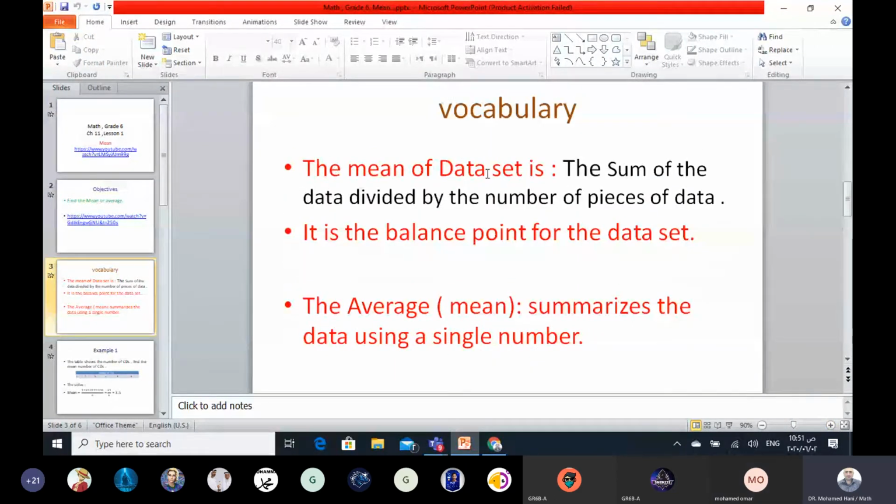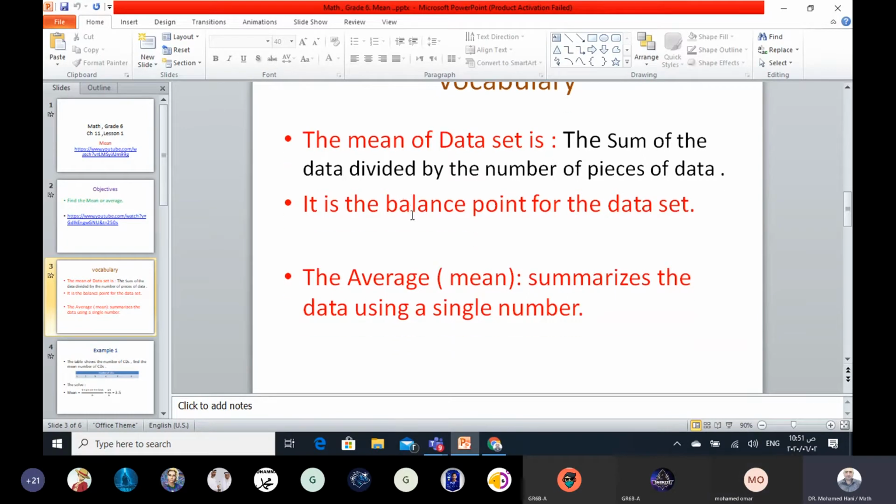What's the meaning of the mean of a data set? The mean of a data set is the sum of the data divided by the number of pieces of data. This is the rule to find the mean. It is the balance point for the data set. So the mean will be in the center of the data.